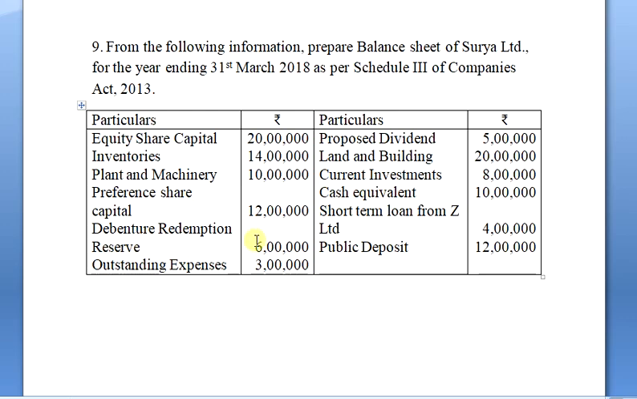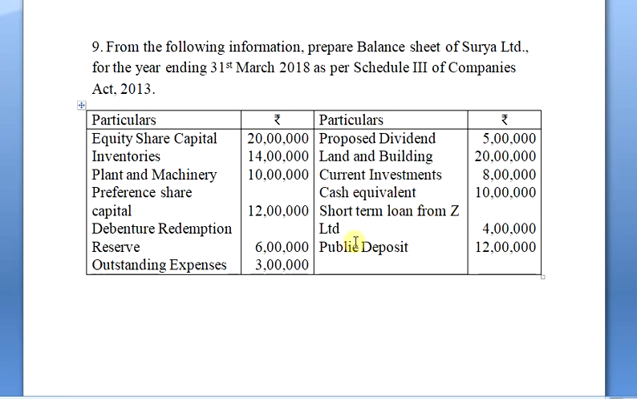Debenture redemption reserve is there, 6 lakhs. This debenture redemption reserve should be shown under a separate head called reserves and surplus. Outstanding expenses we have amount of rupees 3 lakhs. Proposed dividend 5 lakhs is there. Again, land and buildings 20 lakhs. This will be coming under the assets, land and buildings and plant and machinery. Current investment will be coming under the assets. Cash equivalent will be coming from the asset.